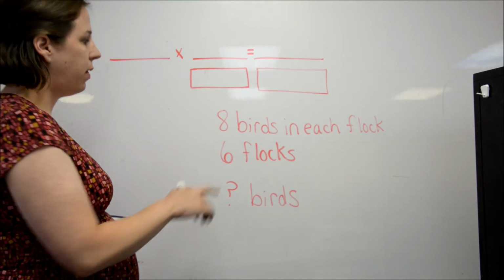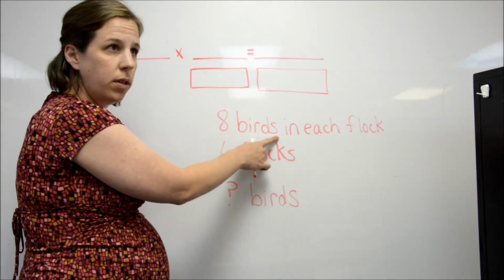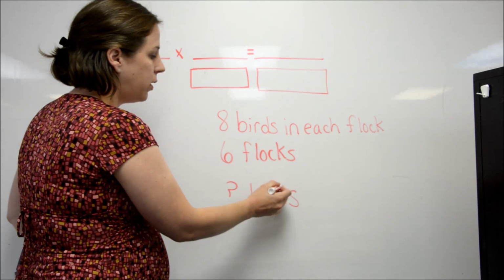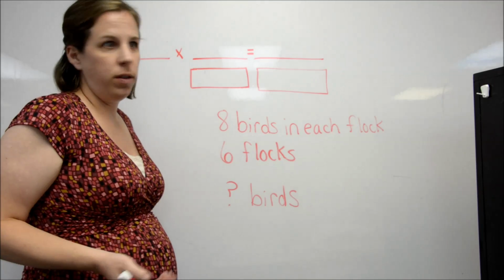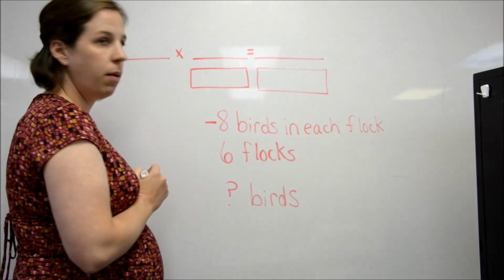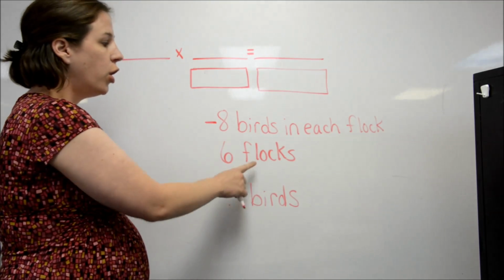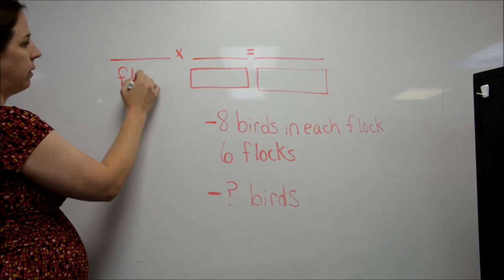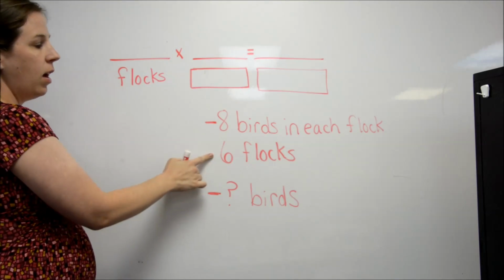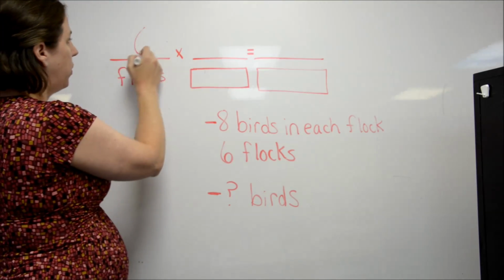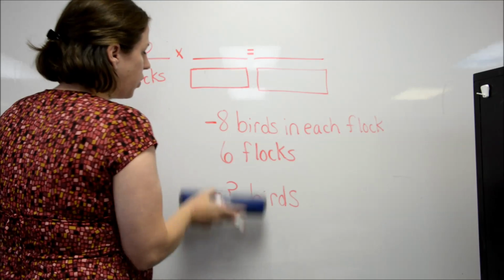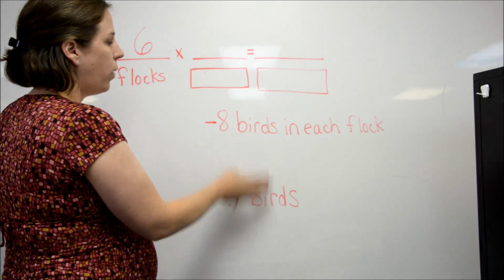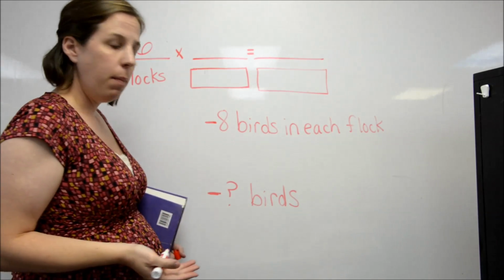If I'm looking at this, I see the label birds, I see the label flocks, and I see the label birds. And I ask myself, well, which two are the same? Oh, birds and birds. So I know that this one needs to go here, flocks, and it says 6. So I'm going to put a 6 up here. Now my next question needs to be, where do I put this birds and where do I put that birds?